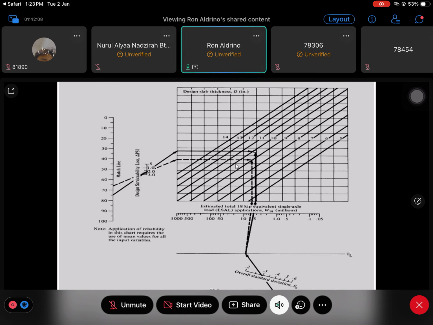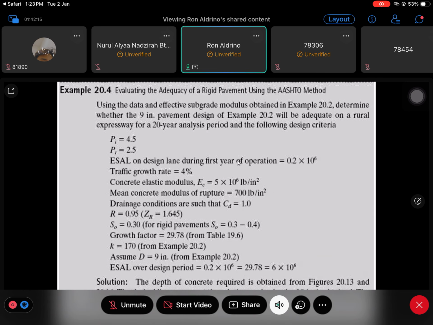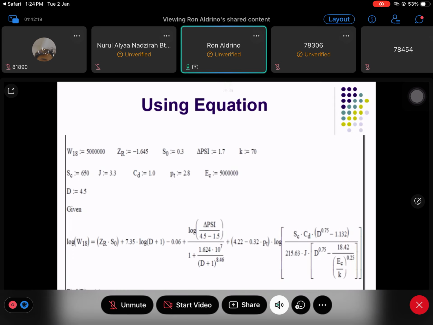And what happened is that, okay, after you have used your nomograph, you can check with your equation. Okay, you can check with the equation. So this is the equation. After you have inputted everything in this equation, you find that your proposed thickness is very close to the nomograph. If you're using equation, it's about 9.9, which is very close to 10 inch as well.